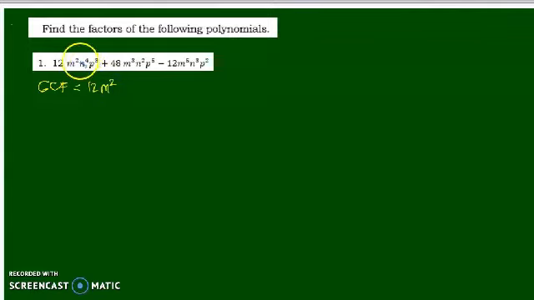Next, for the variable n, here we have n to the 4th, n squared, n cubed. So that is n raised to the 2nd power. And then for the variable p, we have here p cubed, p to the fifth, and p squared. So get p raised to the 2nd power.